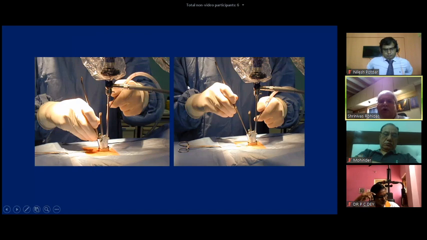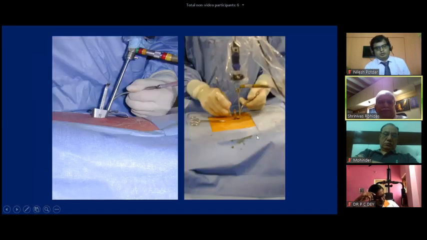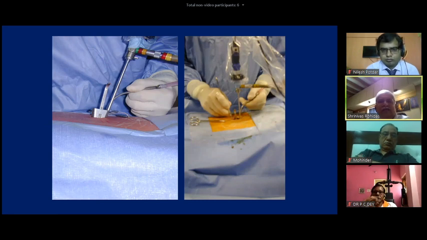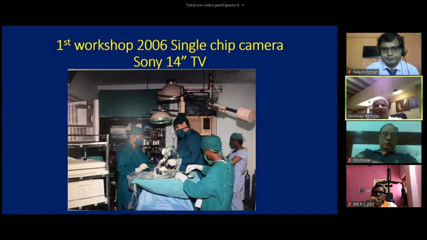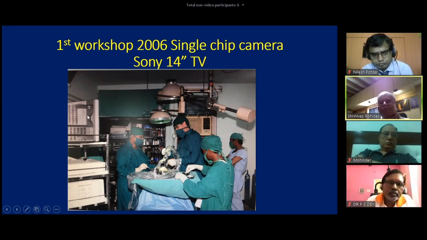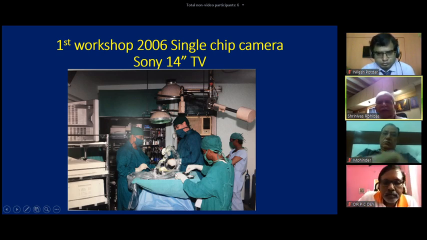You can use all routine instruments. You can angulate cranial, caudal, medial and lateral. This was the first workshop which we did with single chip camera in 2006. You can appreciate Dr. Distandu here. And this is the 14 inches Sony TV. This was with the single chip camera.